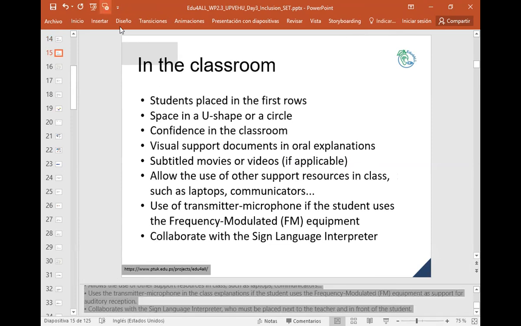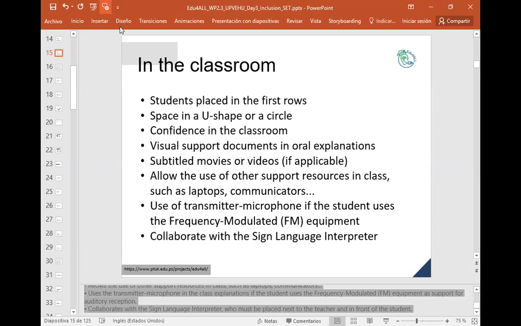It is convenient that the students are placed in the first rows so that they can follow the explanations. Organizes the space in a U-shape or a circle, so that all students can see the interventions of their peers. Promotes confidence in the classroom so that the students are encouraged to ask for something that they have not understood to be repeated. Like the rest of the classmates, asks him/her from time to time if he follows the explanations.